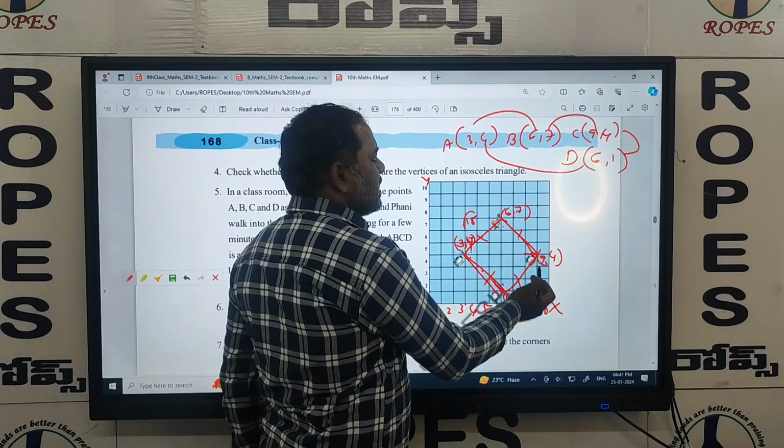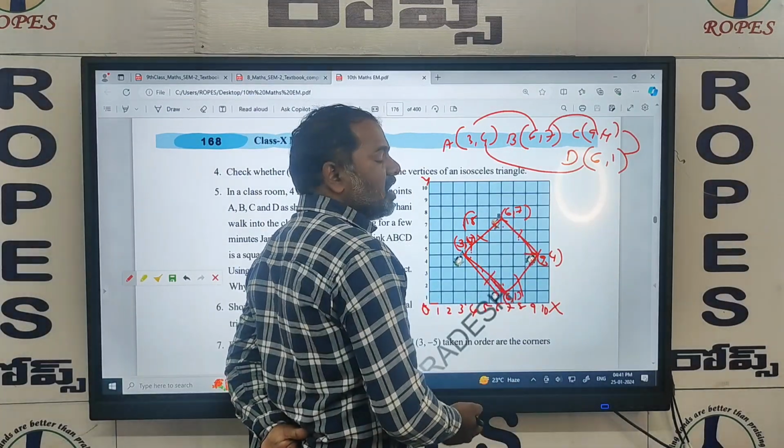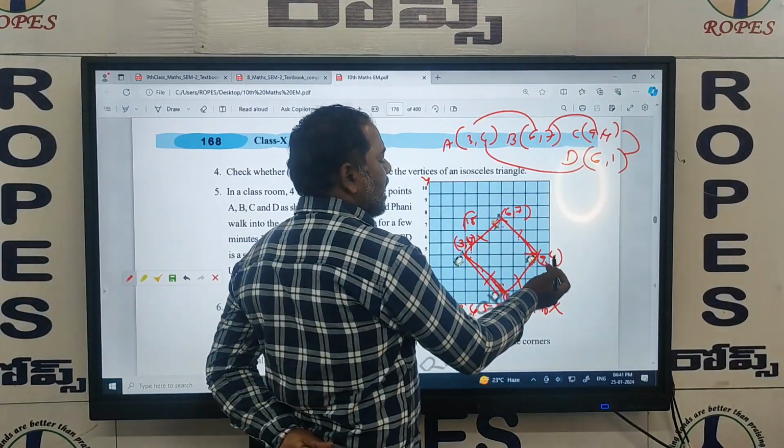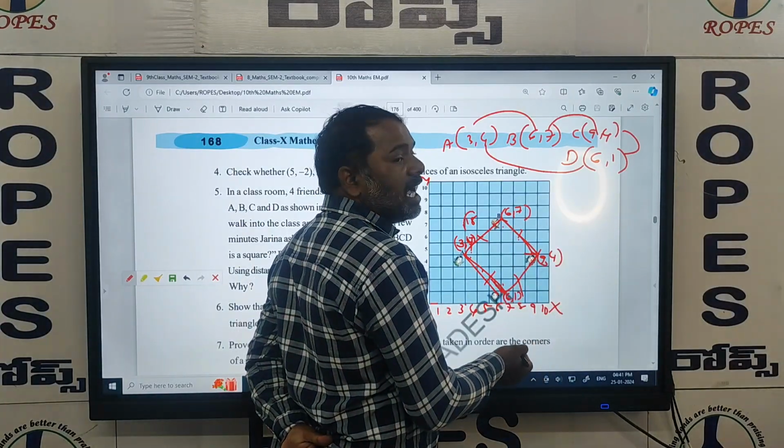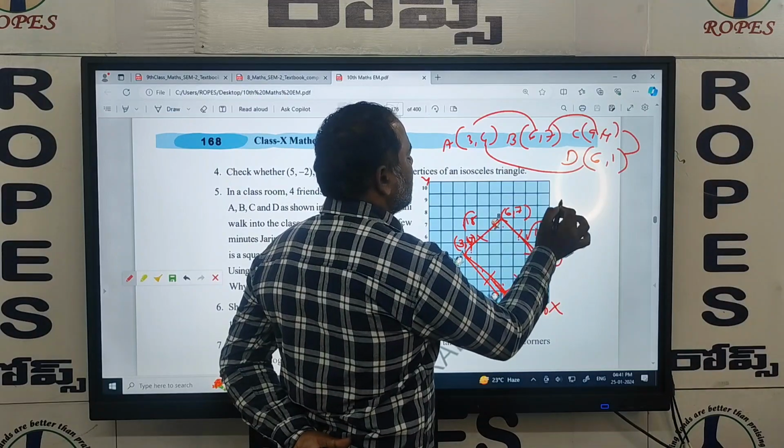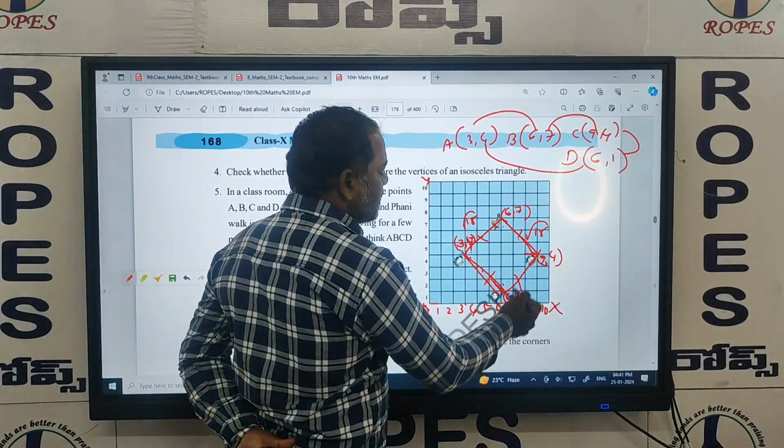And we'll see the BC distance. 9 minus 6, 3 square, 9. Next 4 minus 7, that means minus 3 whole square. That is also getting 9 plus 9, then root 18 units.